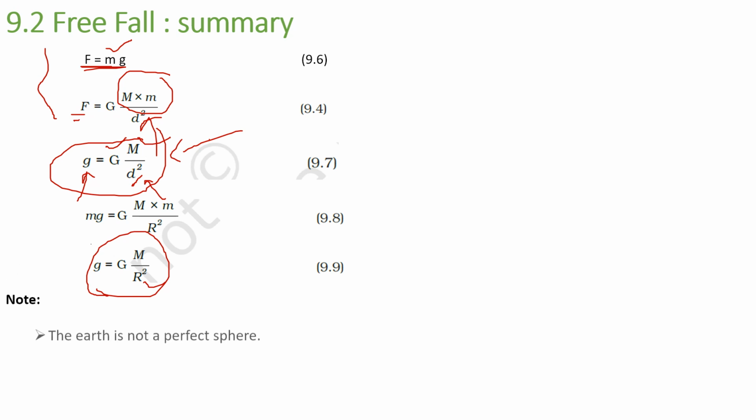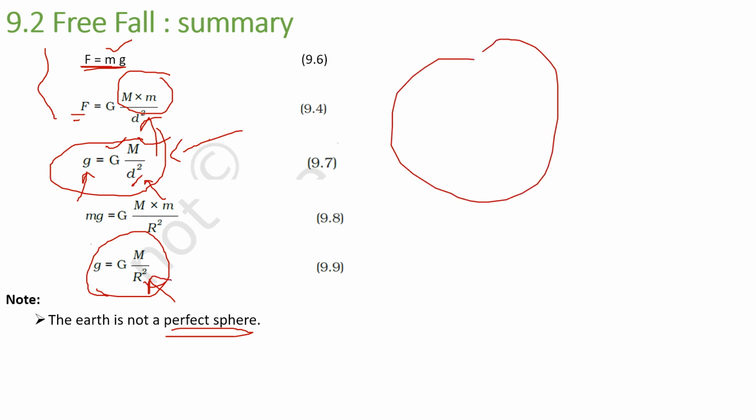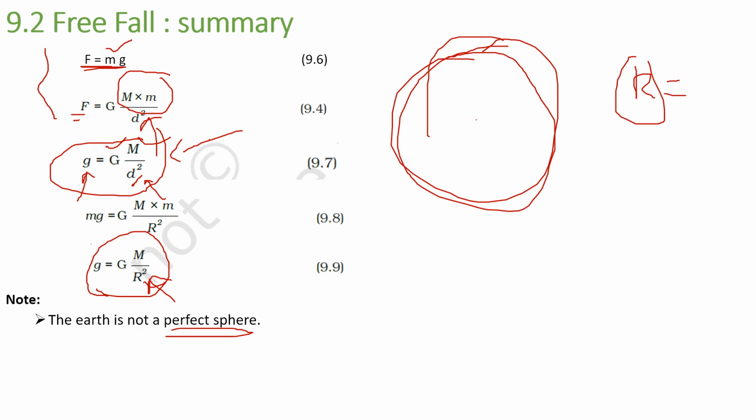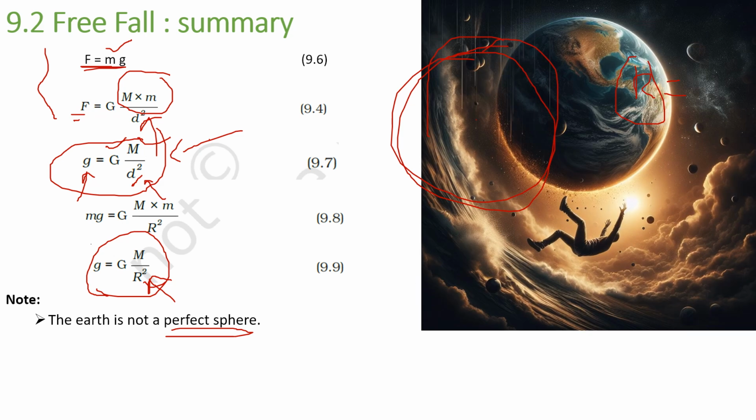Note: the Earth is not a perfect sphere, remember. So is r the same for every place? If it were a perfect sphere, I could take r as constant, but it's not constant. It's not a perfect sphere. So depending on the place, r can be different. Point to this, point to this, point to this. Who knows? This may not be equal to this.